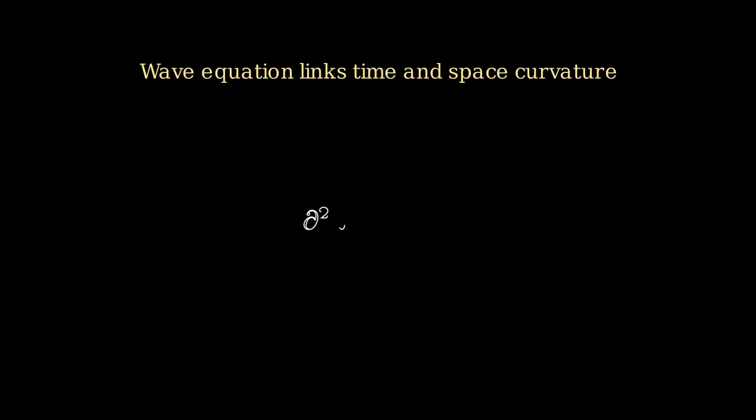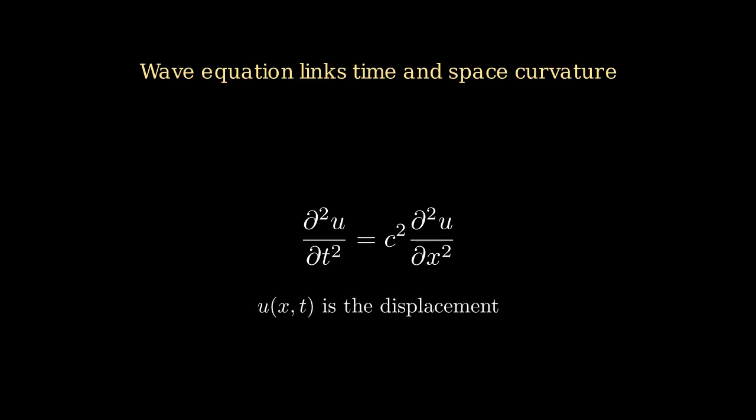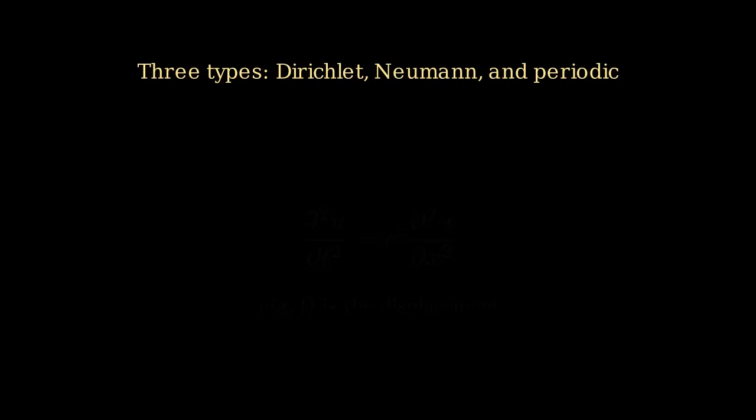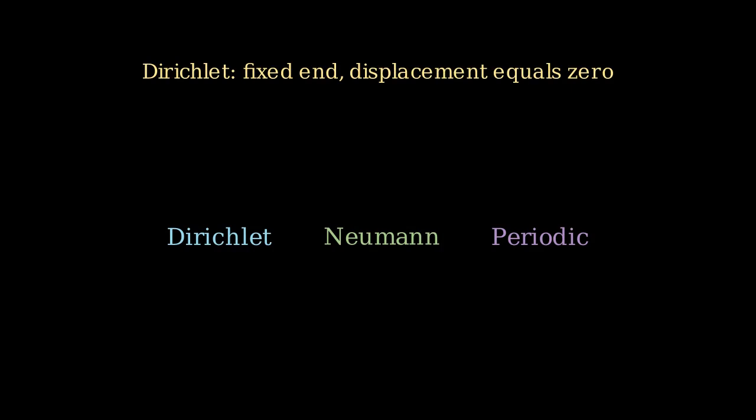It states, the second derivative of u with respect to t equals c squared times the second derivative of u with respect to x. Here, u of x and t is the displacement of the string at position x and time t. Just like before, we still have three types of boundary condition: Dirichlet, Neumann, and periodic. But now each one describes a different physical end condition for the string.